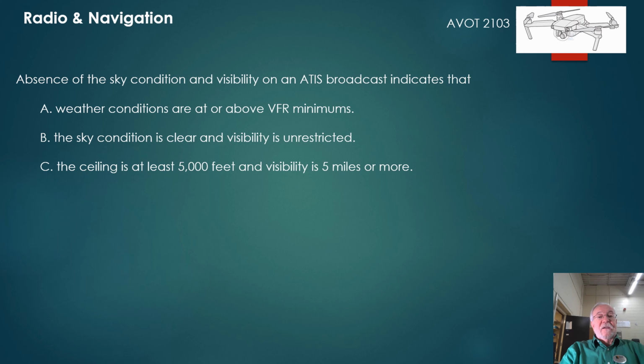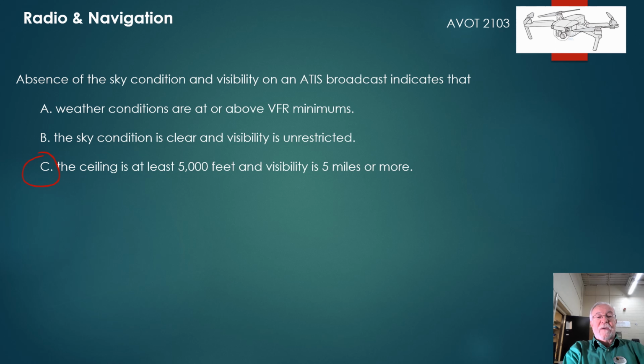Okay. And there's one question on this as well. The ATIS broadcast, like I said, gives you the runway information, but also gives you some weather, wind, and visibility and stuff like that. And they will typically tell you, typically it'll be C, ceiling is at least 5,000 feet, visibility 5 miles.